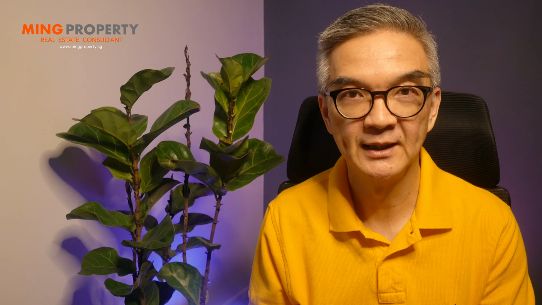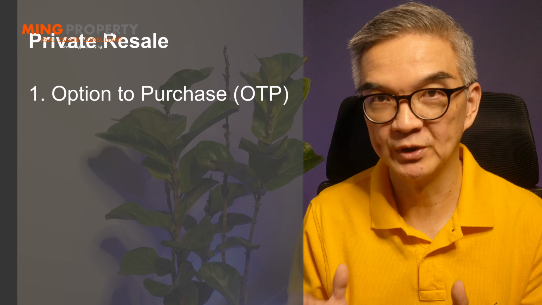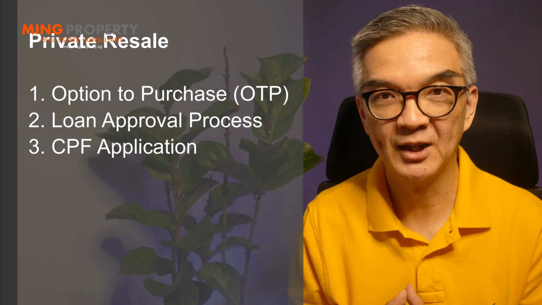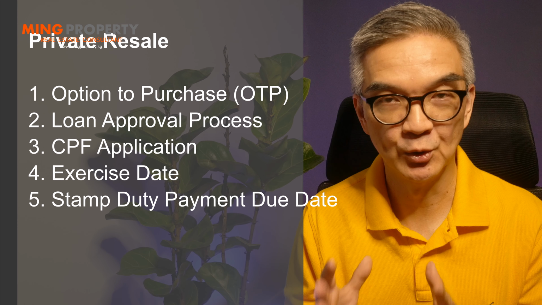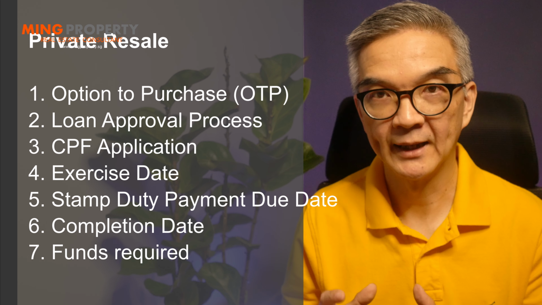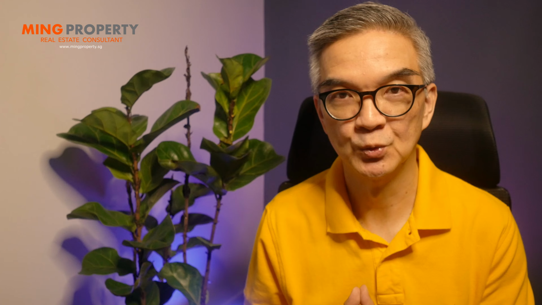To avoid this financial burden, make sure you know this calculation. At the very least, you must know option to purchase date, also known as OTP date, loan approval process, CPF application, exercise date, stamp duty payment due date, completion date, and the amount of money required at each of the above stages.